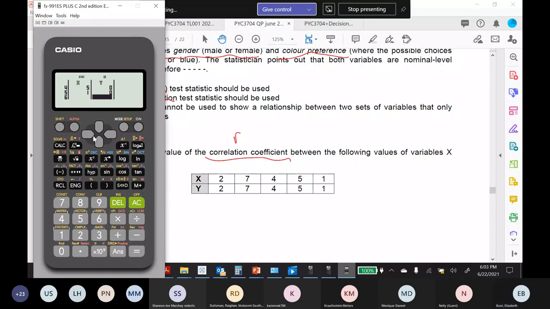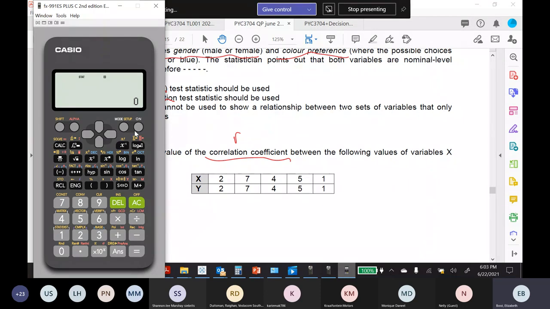Where am I now? Okay, up, up, up, 3, 2, 1, there. So where X is 2, I must start there. 2 equal, 7 equal, 4 equal, 5 equal, 1 equal. I've captured all of them. If you want to check, you just go up and see if all the values correspond. And once you are done, you can press AC, AC. Your data is stored in the memory of the calculator. Do not panic. It's there.